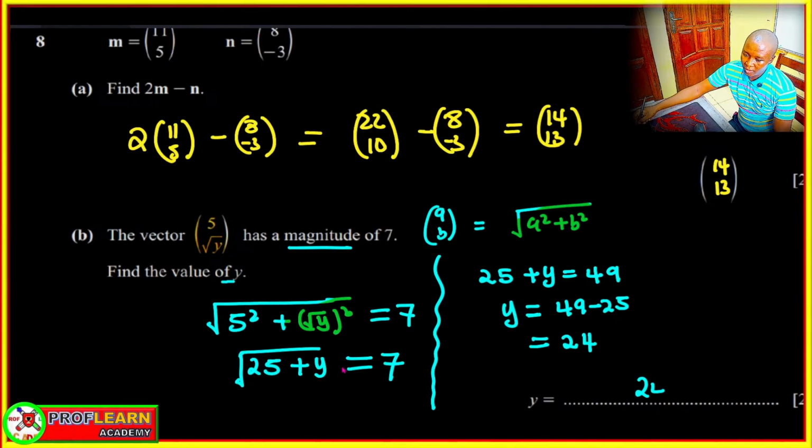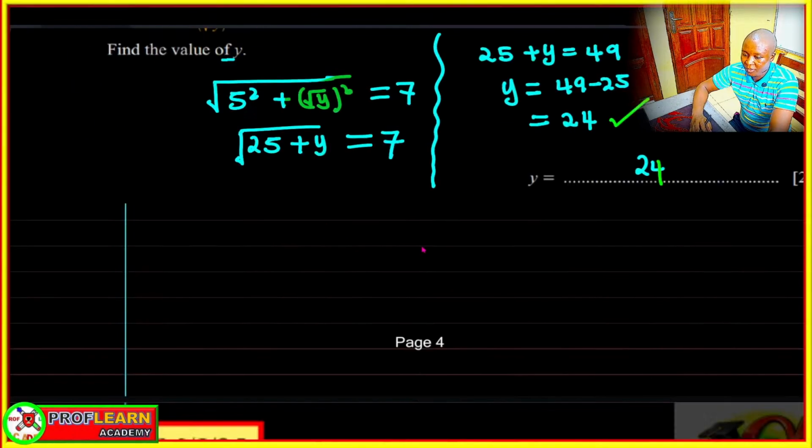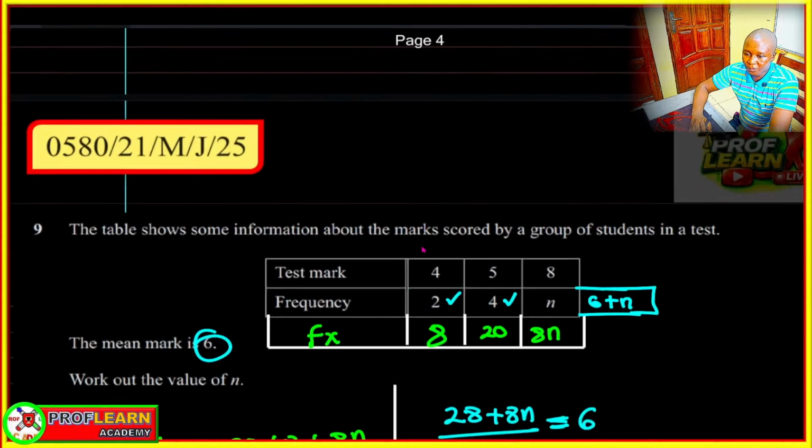Because we can square here, and we are going to have 49. So we shall have 25 plus y is equal to 49. Take 25 to the other side, and that is going to be 24. So y is going to be 24. Yeah, that's going to be 24 there. And that is exactly what we expected to do in that question. Moving to the next question.